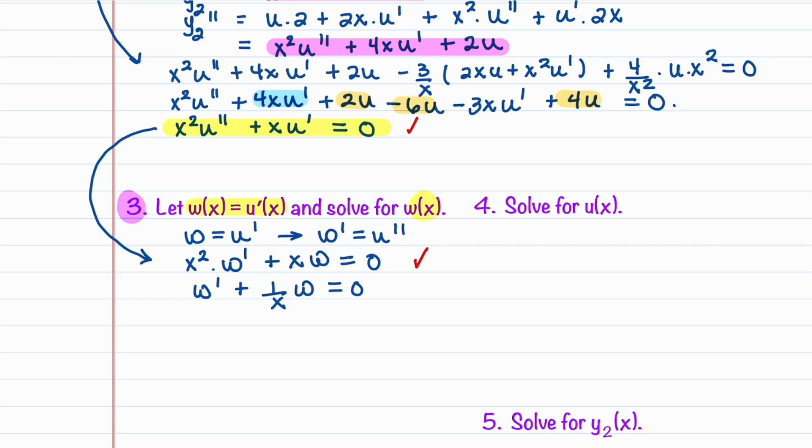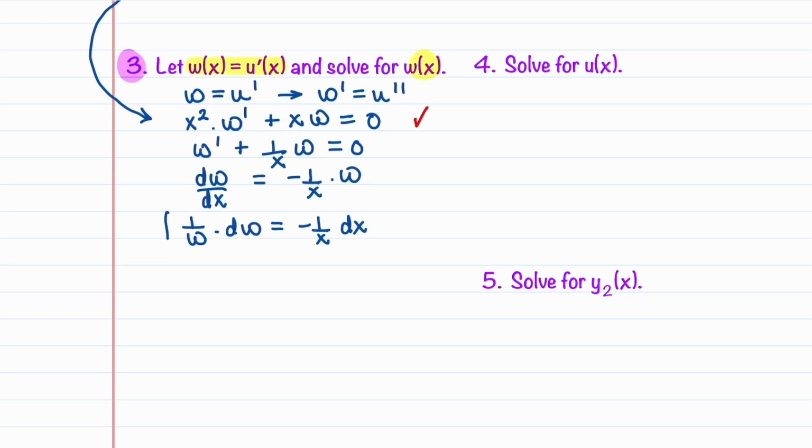Let's go ahead and bring the w to the right. So we have w prime, which I'm going to write as dw/dx, is equal to minus 1 over x times w. Now it looks like we can solve this using separation of variables. So let's go ahead and do that. Let's write this as 1 over w dw is equal to minus 1 over x dx.